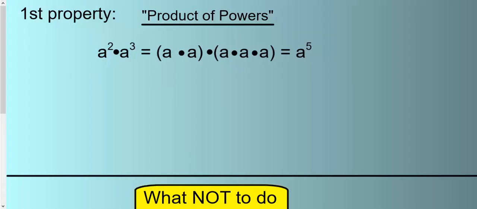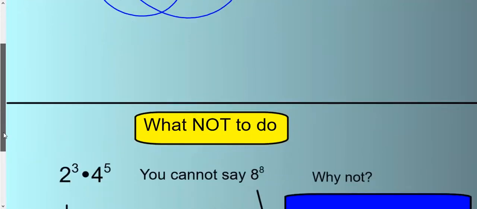So a squared is a times a, and then a to the third is a times a times a. So really, you have a multiplied by itself 5 times.